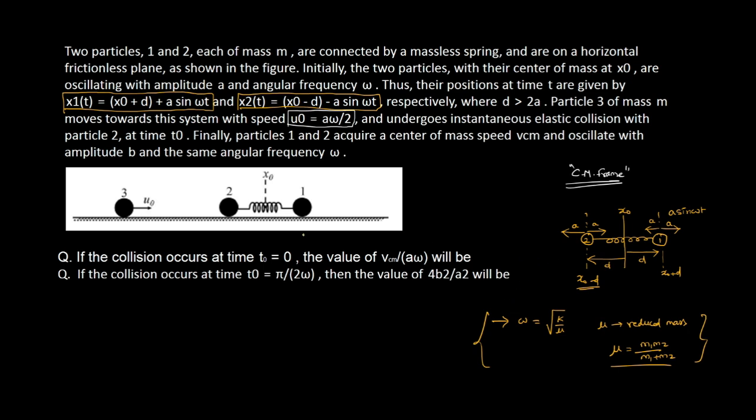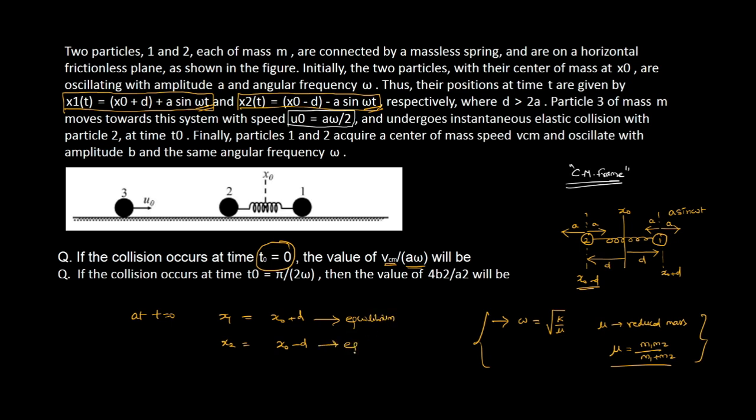Let us see the first question. If the collision is occurring at time t equal to 0, then what is the value of the velocity of center of mass by a omega? Let us see what the positions are at time t equal to 0. The position of the first particle, x1, is x0 plus d. The position of the second particle is x0 minus d, because when I put time equal to 0, sin omega t becomes 0, so these two terms vanish. I get only x0 plus d and x0 minus d. That means both the particles are at equilibrium.